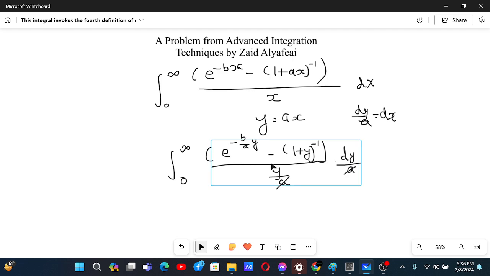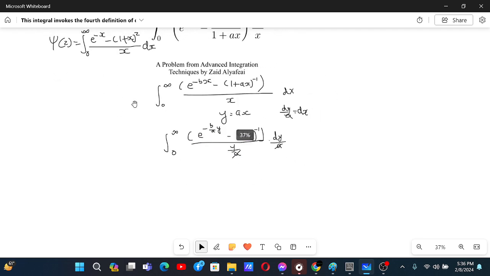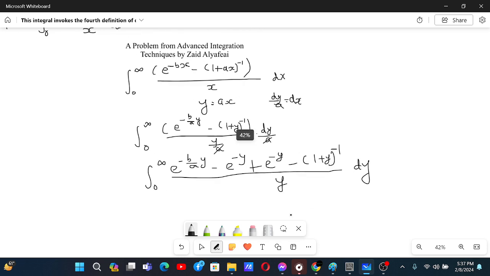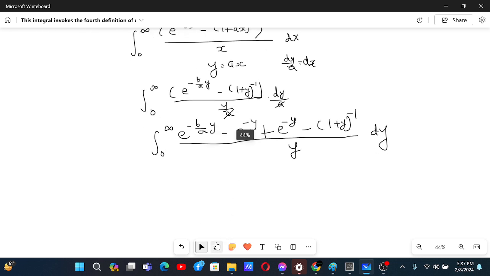Now we have somewhat the form that we want, but we still don't have e to the power minus y over here. For that purpose, we can introduce minus e to the power minus y and then add e to the power minus y. Now we can use the digamma function for the second one, and the first one is also a well-known integral, which I will show you.